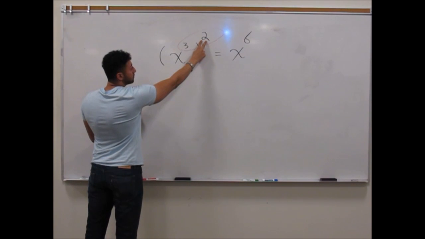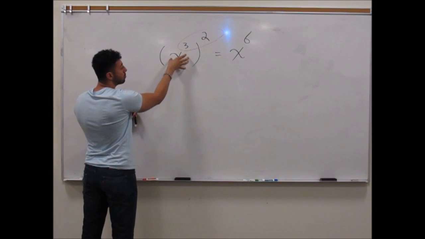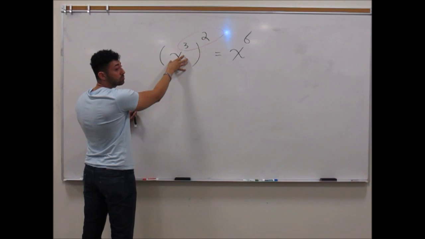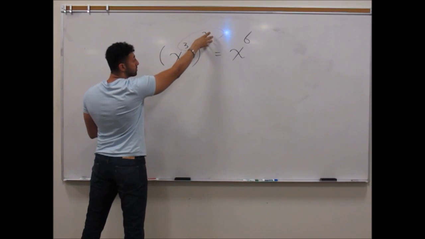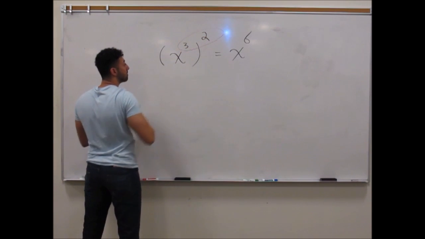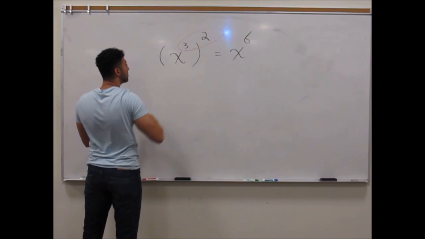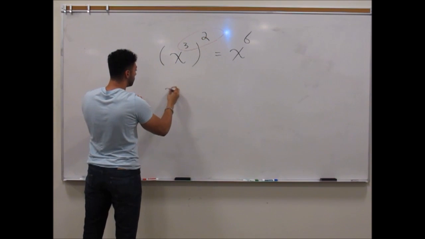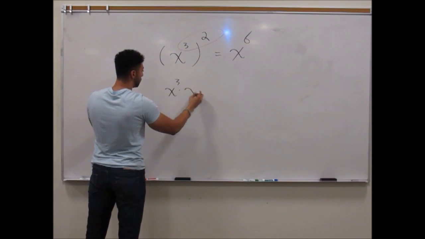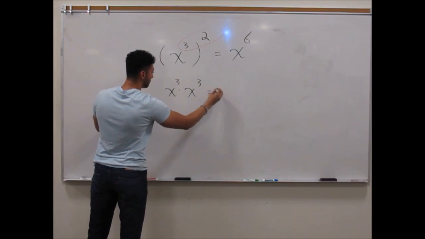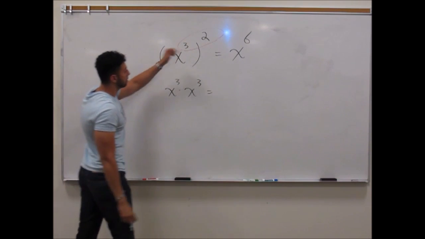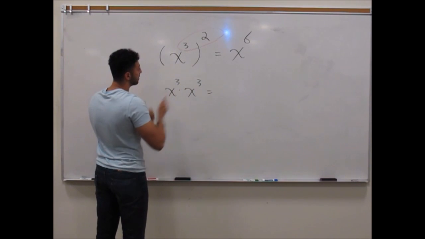So this 2 here is indicating that I have 2 of these x cubes, right? That's what an exponent represents. It lets me know how many of this item I have. So it's letting me know I have 2 of them. So let me go ahead and write this x cubed out twice. Right? Because that's what the exponent represents, letting me know I have 2 of those.